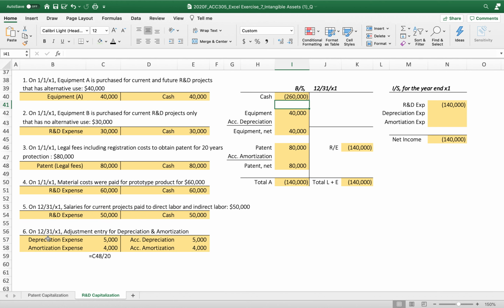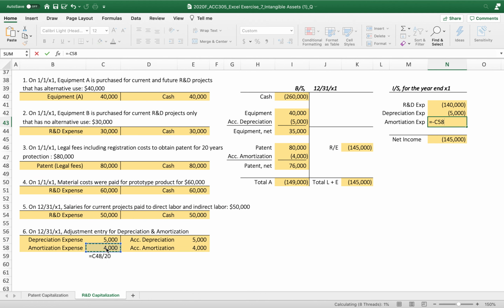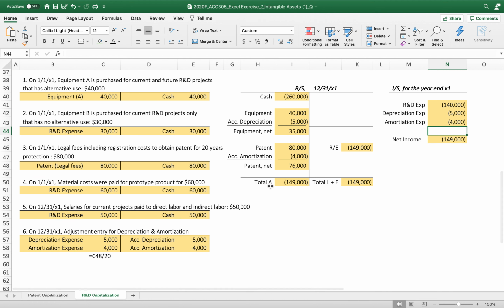And then finally, the adjustment entry at the year end. Depreciation expense $5,000, minus 5,000, and then accumulated depreciation for the equipment 5,000. So we adjust it. And then it's also amortization, accumulated amortization for 1 year, negative 4,000. Then we have the book value of the patent is 76,000. Then we should put the amortization expense $4,000. So we matched out total asset and total liability and equity like this.